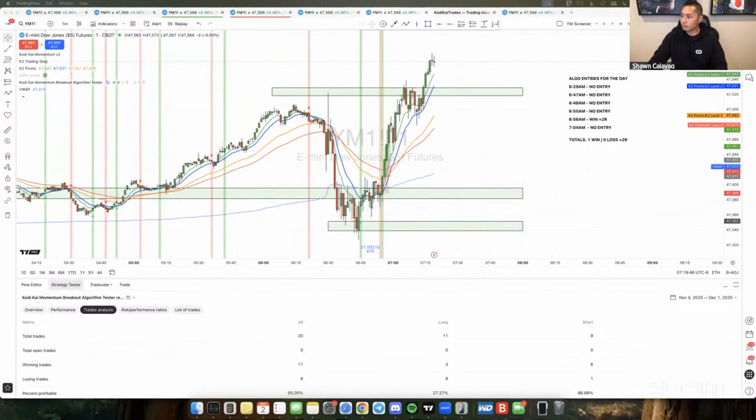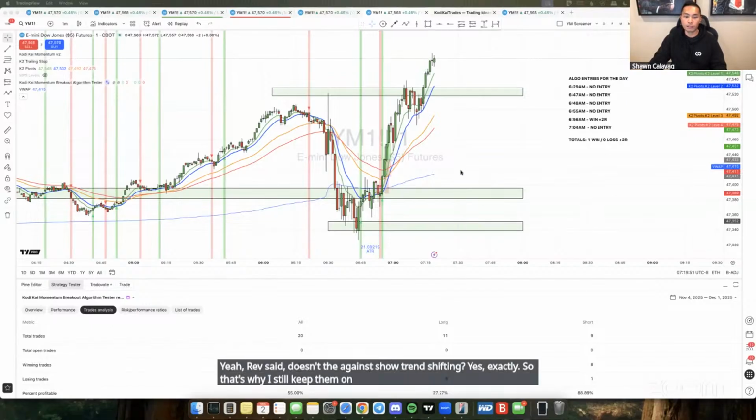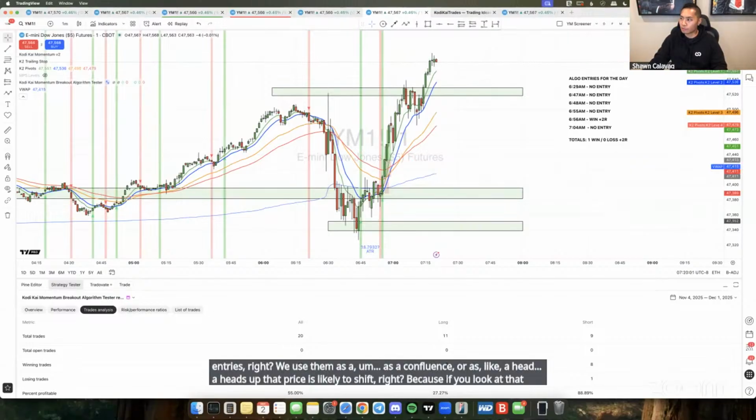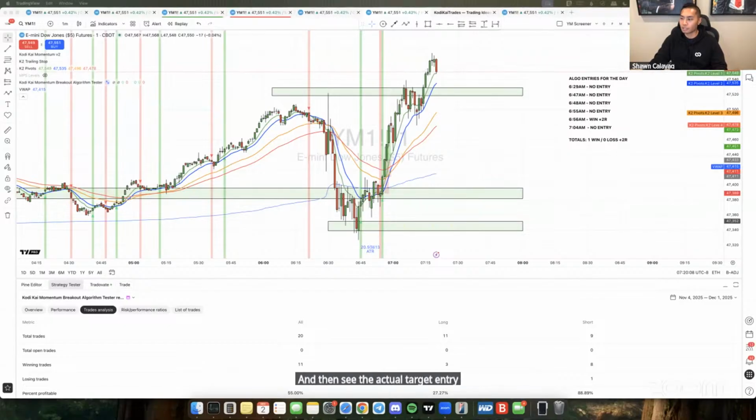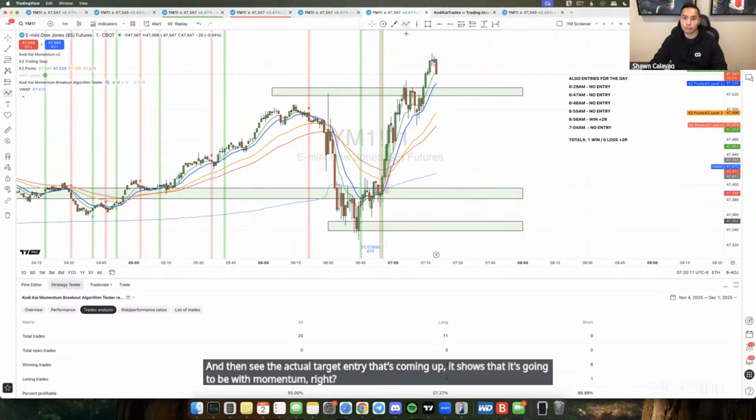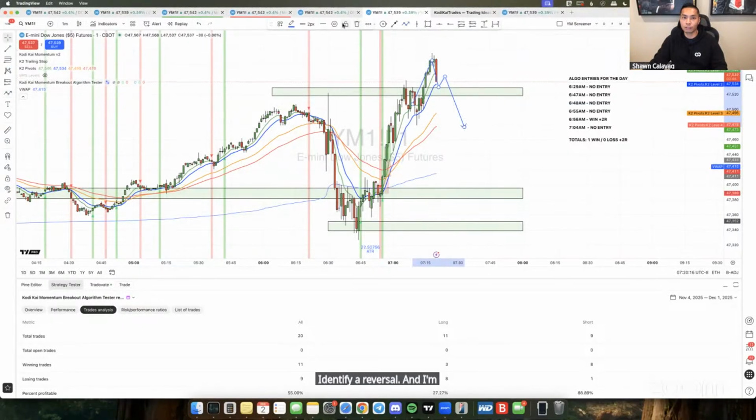Rev said, doesn't the against show trend shifting? Yes, exactly. So that's why I still keep them on the list, Rev, but I don't actually take the entries, right? We use them as a confluence or as a heads up that price is likely to shift, right? Because if you look at the against entries right there, and then see the actual target entry that's coming up, it shows that it's going to be with momentum, right? So that's why I'm looking for this here to identify a reversal, and I'm looking for the entry down here, right? Yeah. No, you're spot on, Rev. That's exactly what we're doing.